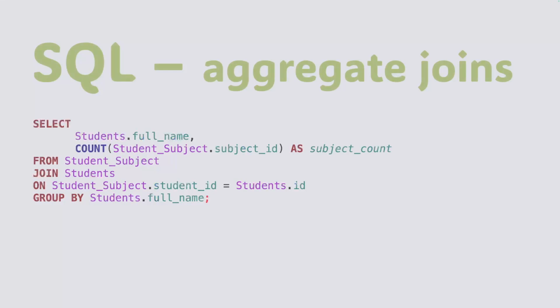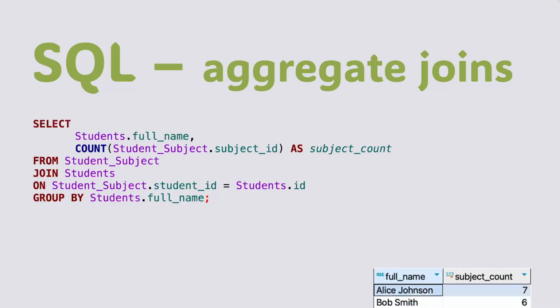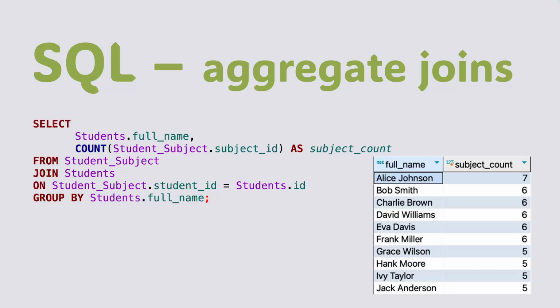And now we can also do aggregate joins. We can aggregate the data and, for example, count how many of these students have enrolled in which subject by doing a group by statement. So, and this is the result. So we know that, for example, the student Alice Johnson enrolled in 7 subjects, Bob Smith in 6, and so on and so forth. So this is everything for today's video.